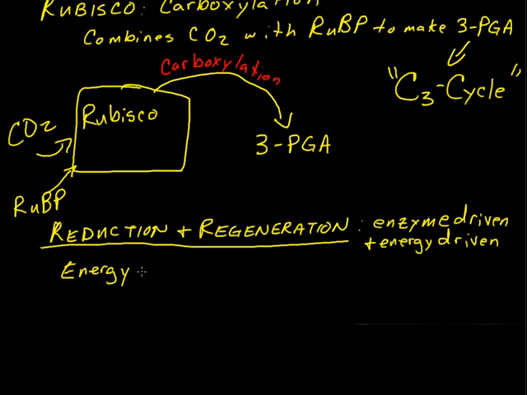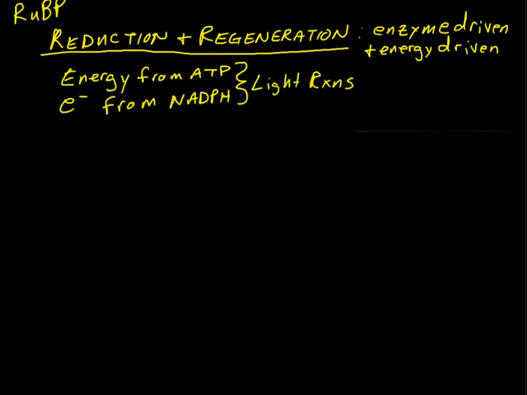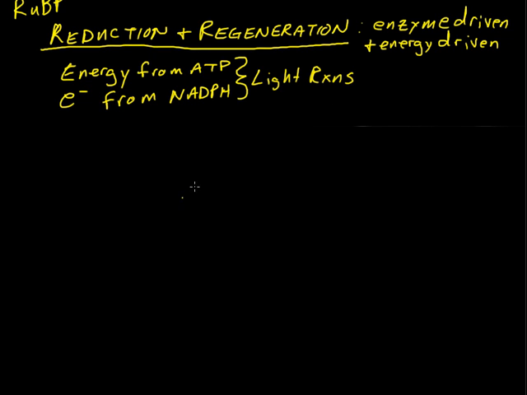So energy comes from ATP, and electrons, remember E with a negative sign is an electron, come into this series of reactions from NADPH, both of which, as you recall, come from the light reactions. And so they enter a series of reactions that make up the rest of the steps of the dark reactions called reduction and regeneration.